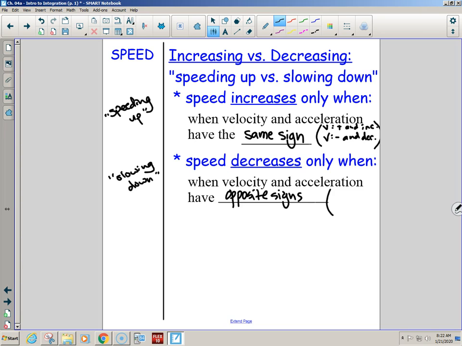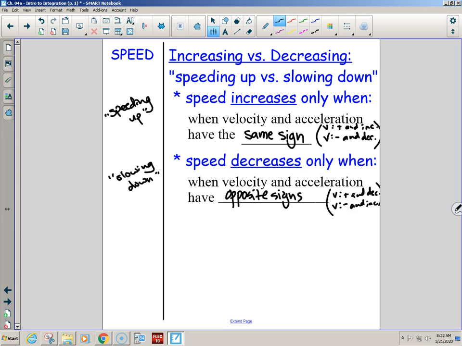But for opposite signs, to help you, you could say something like positive and decreasing. That's intuitive. The one that's not intuitive is negative and increasing. Oh, that's just weird. They're working against each other.